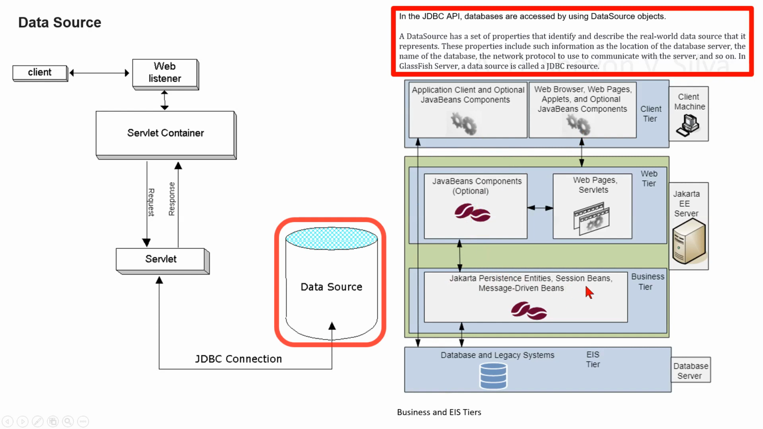Process it if necessary and send it to the enterprise information system tier for storage. An enterprise bean also receives data from storage, processes it if necessary, and sends it back to the client program.